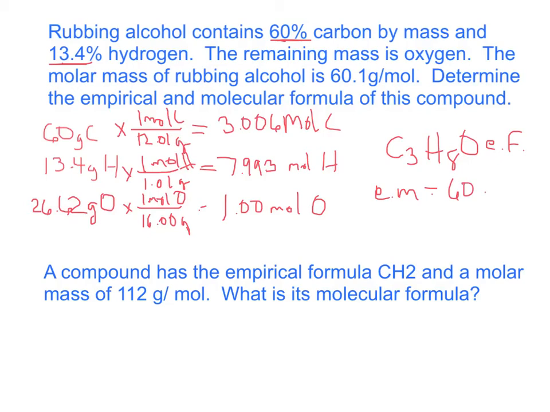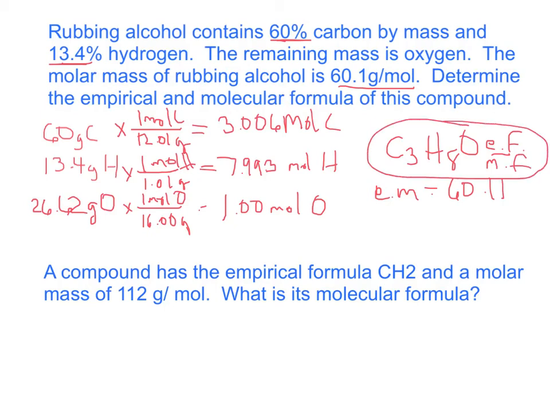And then you look up what it says in the question, which is 60.1, and you say, hey, the empirical formula is the molecular formula. So C3H8O is the answer for this question. So it's the empirical formula and it's the molecular formula. All right, it's one and the same.